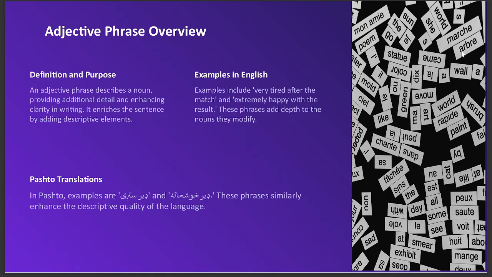From the examples in the English language, we can include, like, very tired after the match and extremely happy with the result. Now these phrases add depth to the nouns that they modify. In Pashto translation, for the words very tired after the match, we can use the words der study, the lubi rapas. For extremely happy, we have the words der zyad khushala or der khushala. Now, these phrases similarly enhance the descriptive quality of the language.